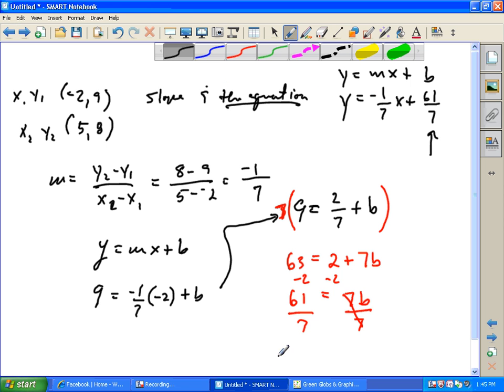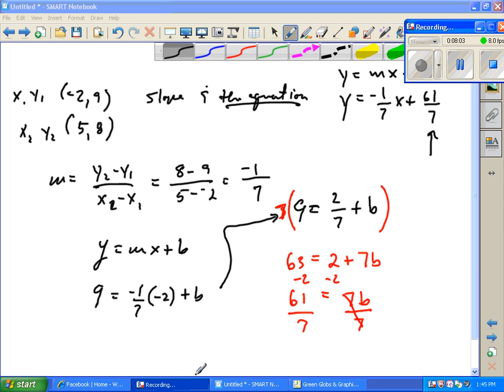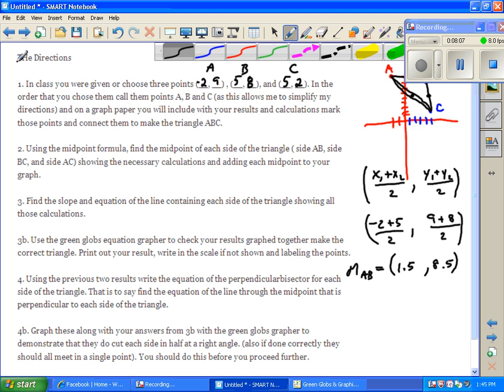Let's go back here. Let me check my time. Yeah. So that's how you'll complete that step. And you'll do that for each one. You find the slope and the equation of the line containing each side of the triangle. Let's stop there and I'll do the next one.